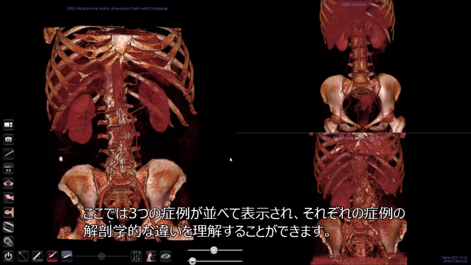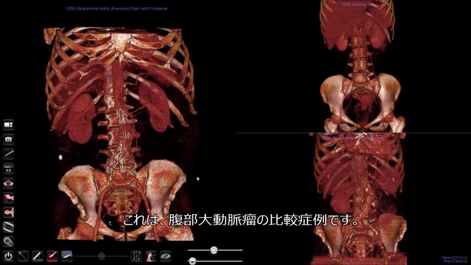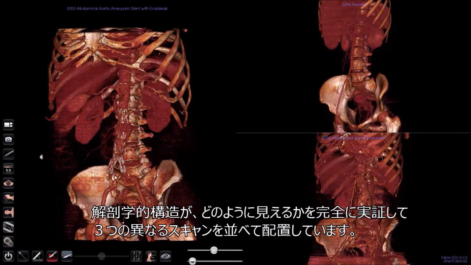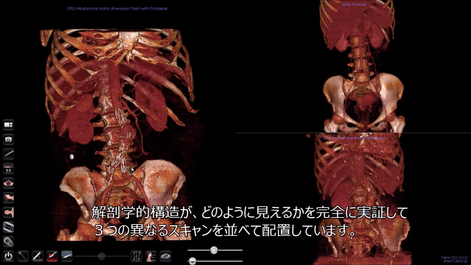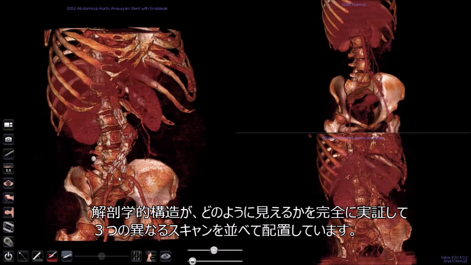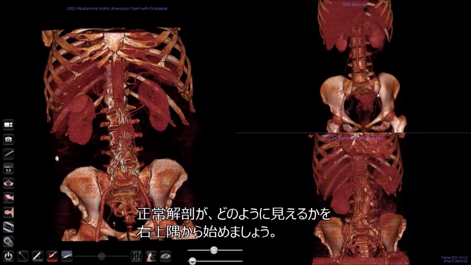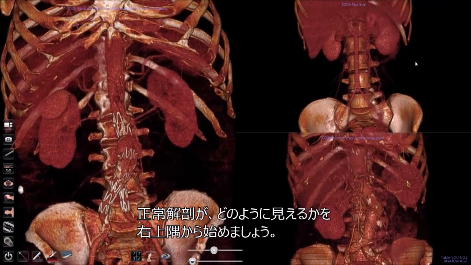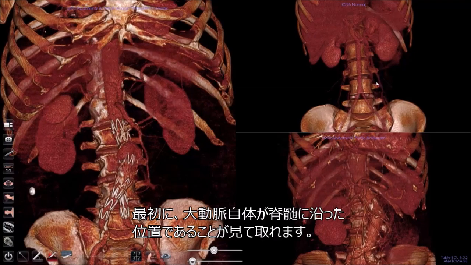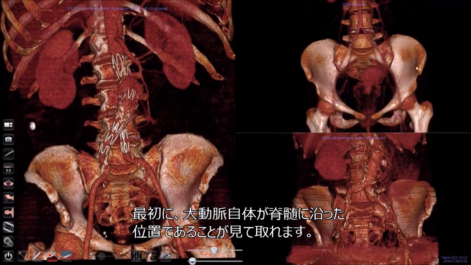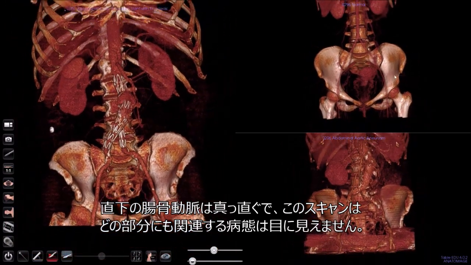Now we are looking at an abdominal aortic aneurysm comparison case. We have 3 different scans laid out side by side to allow us to fully demonstrate and exhibit what the anatomy of an aortic aneurysm looks like. So we're going to start in the upper right-hand corner, looking at what normal anatomy should look like. So you'll first notice that the aorta itself is in a medial position along the spinal cord. The iliac arteries down below are both straight, and there's no visible pathologies associated with any part of this scan.